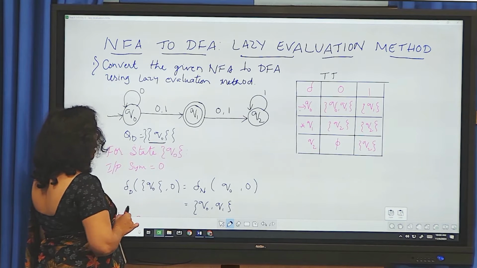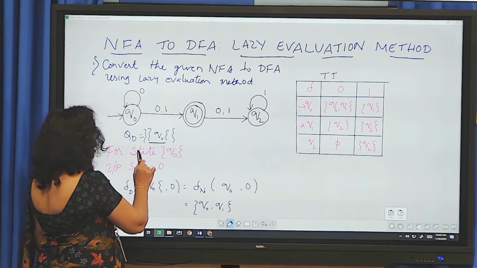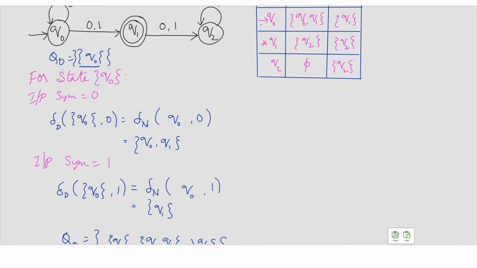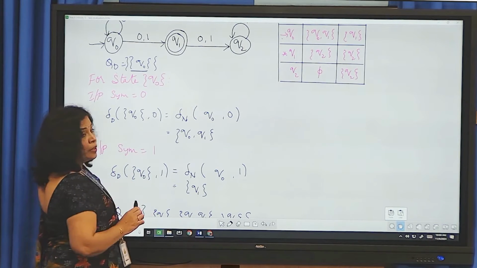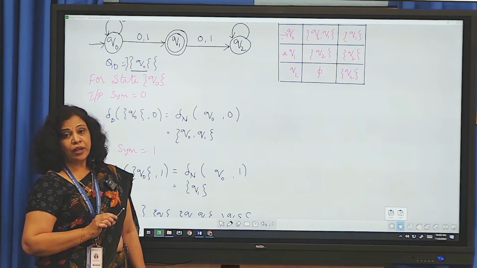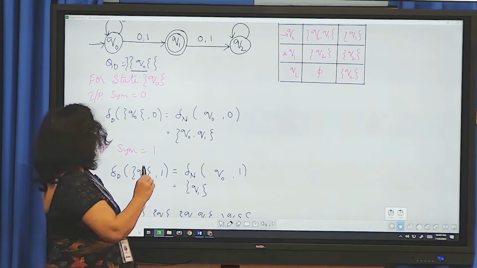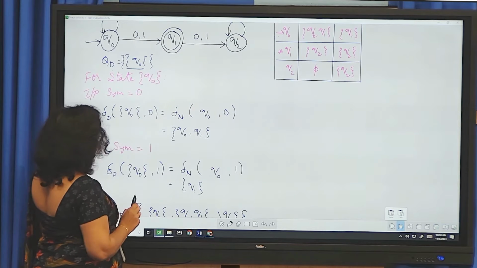So, we are going to write Q0 within brackets. This set will have only one entry, which is Q0. Now, for state Q0, what are the two inputs? 0 and 1. We will apply the inputs one by one. First, we will apply the input 0. So, input symbol equal to 0.